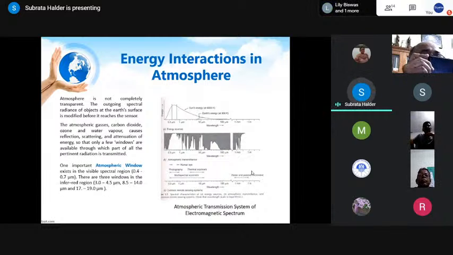One atmospheric window exists in the visible spectral region, that is 0.4 to 0.7 micrometer. There are three windows in the infrared region, that is 3 to 4.5 micrometer, 8.5 to 14 micrometer, and 17 to 19 micrometer. This atmospheric transmission in the electromagnetic spectrum is shown here.